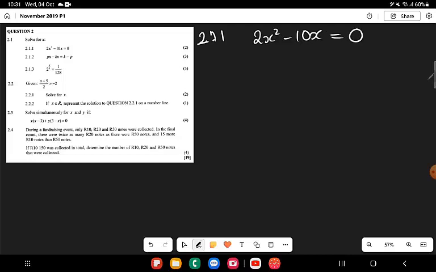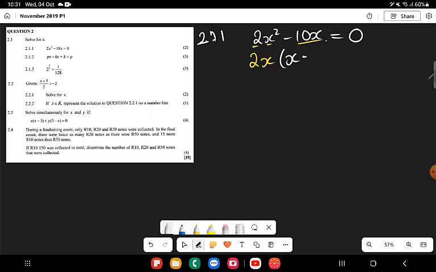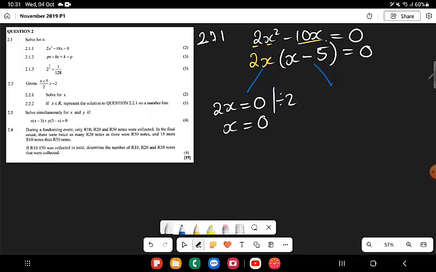When we solve for x, we want to take out the most common factor. So I'm going to take 2x out because there are factors that can apply to both of them. That leaves me with x minus 5 is equal to 0. So now I can have two statements, and I can say 2x is equal to 0, which means that x is equal to 0 because I divide by 2 on both sides.